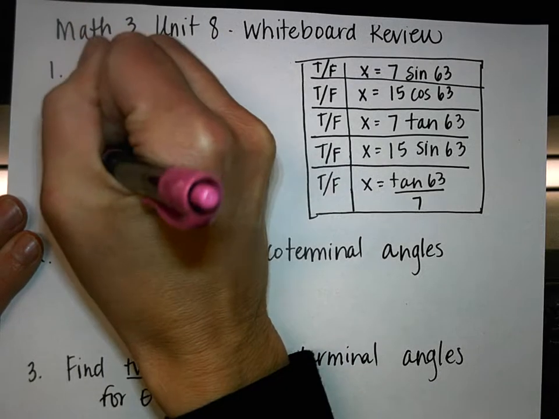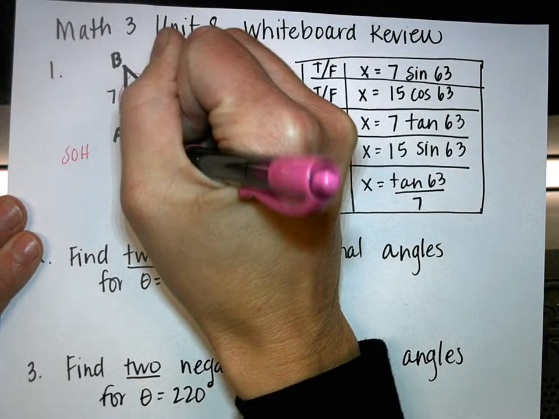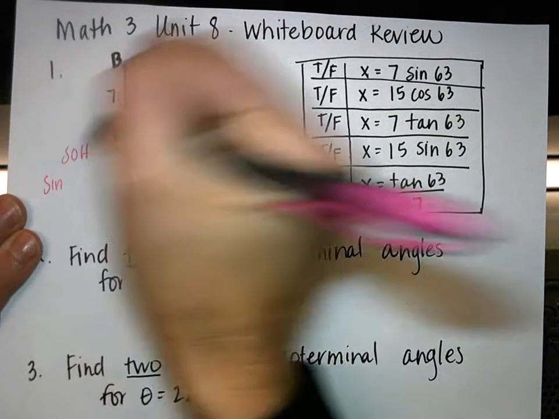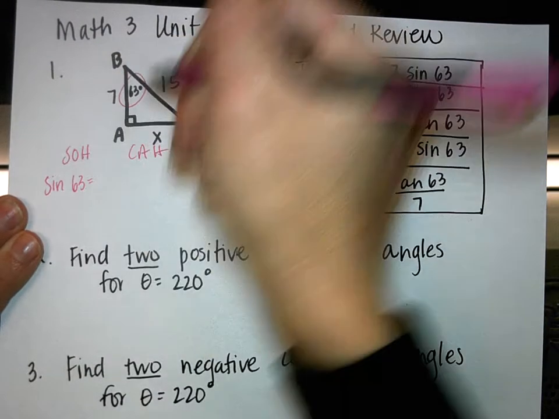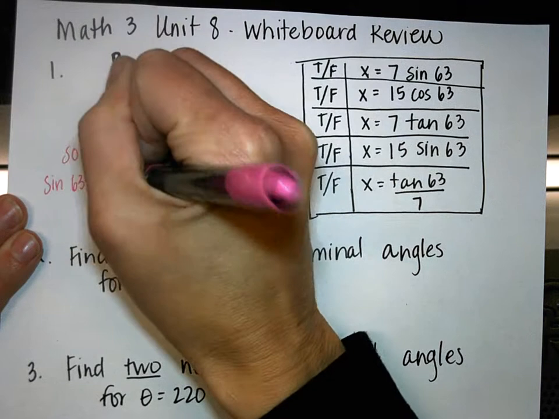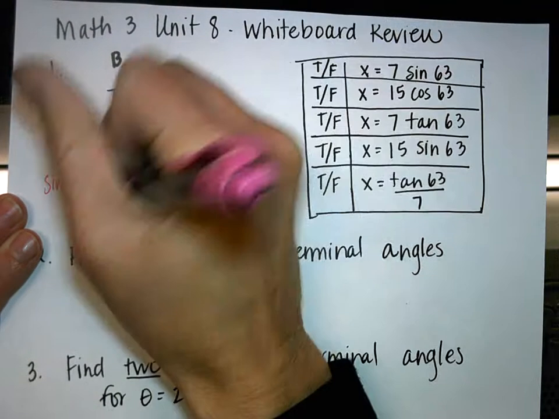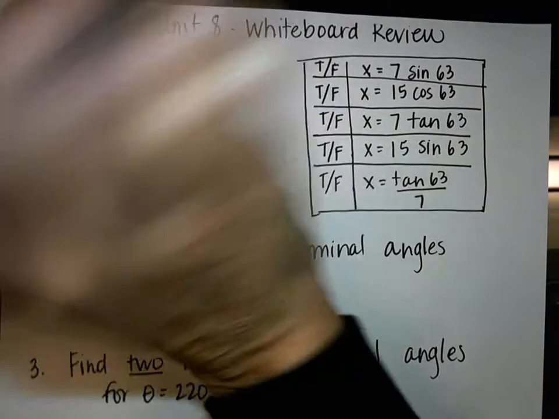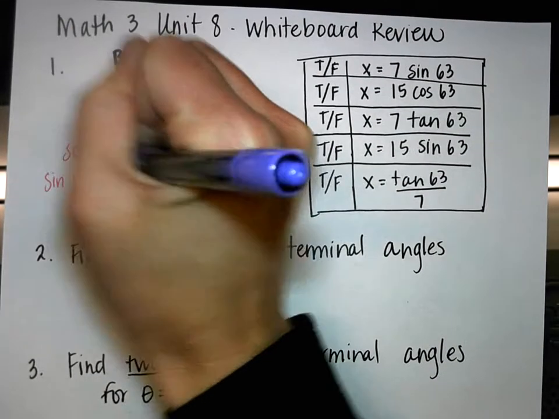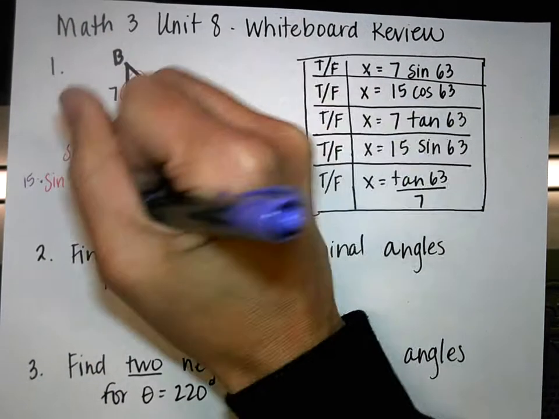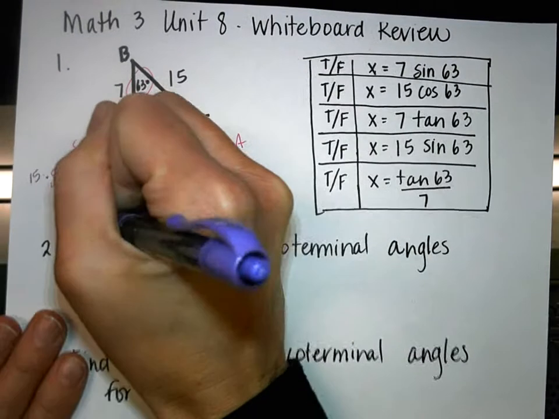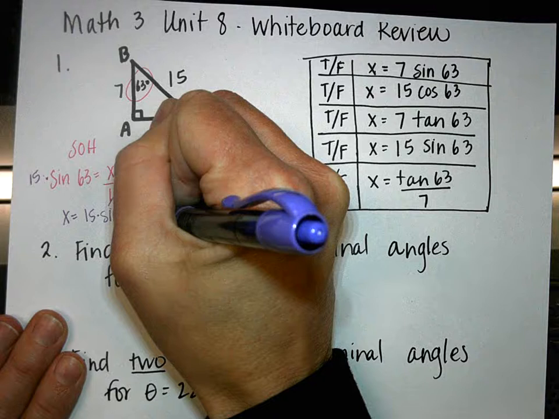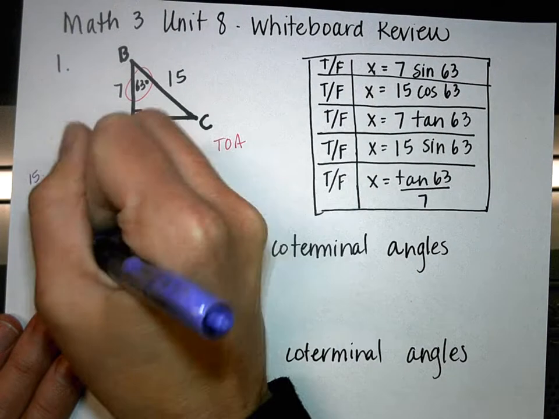So we know that sine is opposite over hypotenuse. We have our SOHCAHTOA. So sine of 63, opposite is x, over hypotenuse is 15. And if I solve for this here, I would multiply both sides by 15 in order to get x by itself. And we get x equals 15 times sine of 63. Okay, so that's one answer.